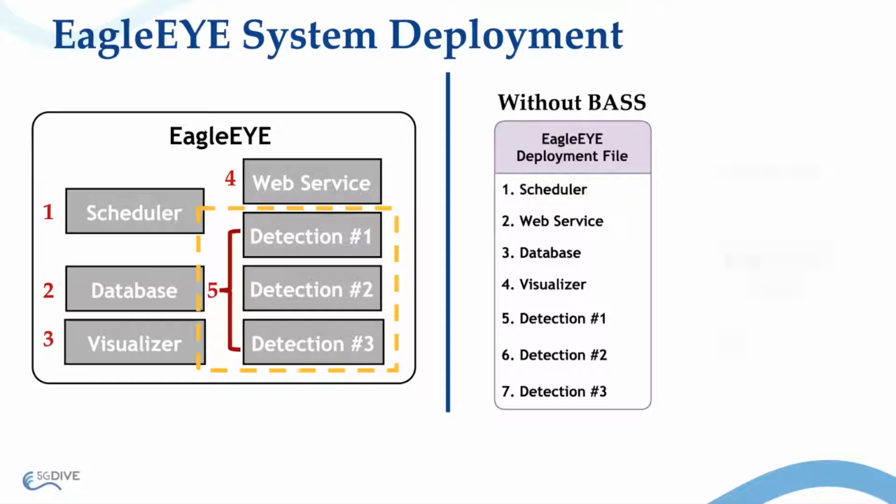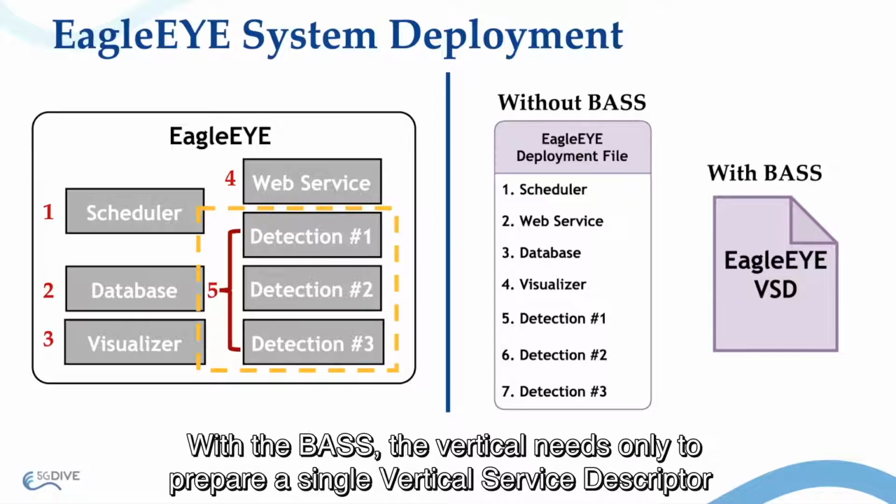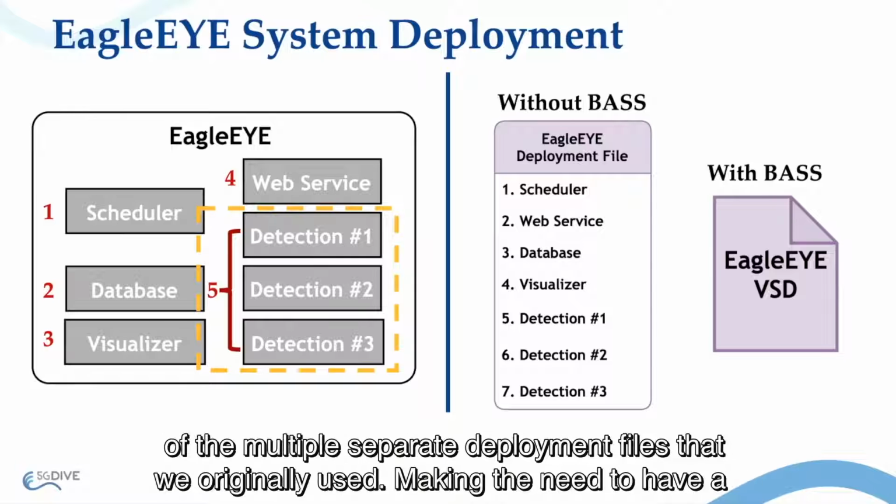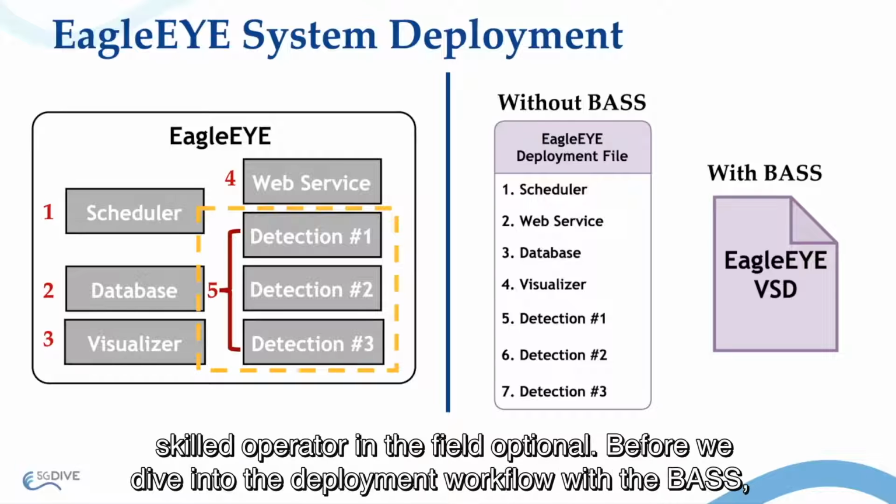With the bus, the vertical needs only to prepare a single vertical service descriptor or VSD file for the automatic deployment of the Eagle Eye system. This VSD is a simplified version of the multiple separate deployment files that we originally used, making the need to have a skilled operator in the field optional.